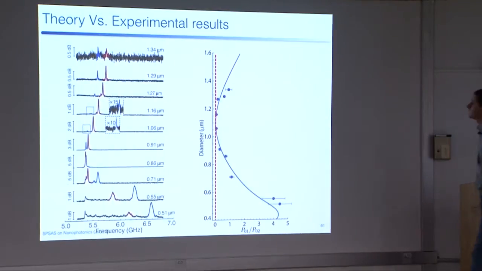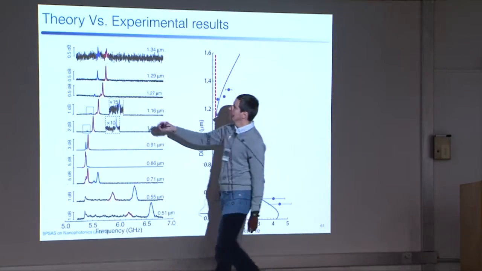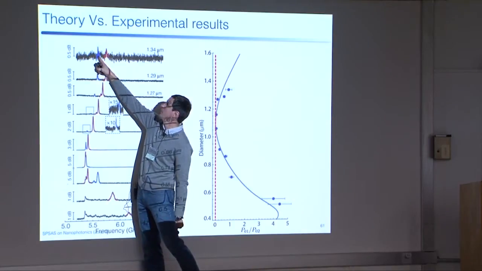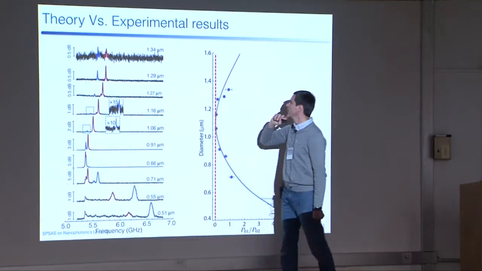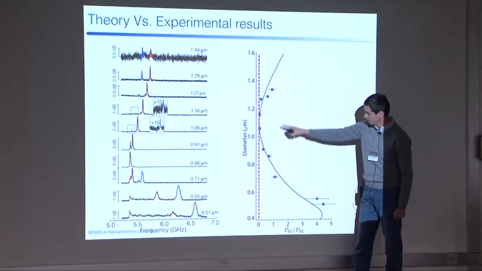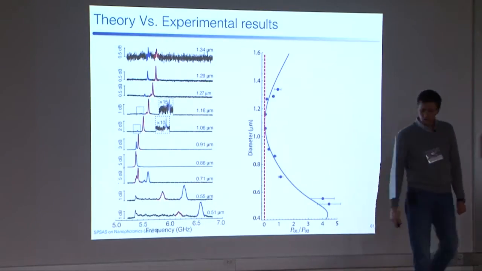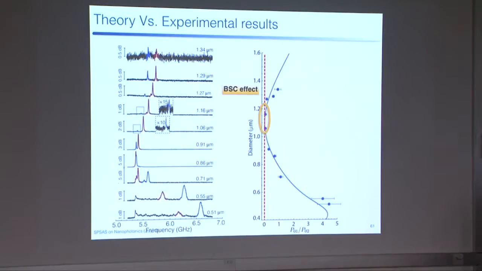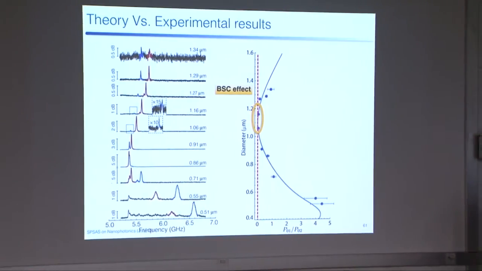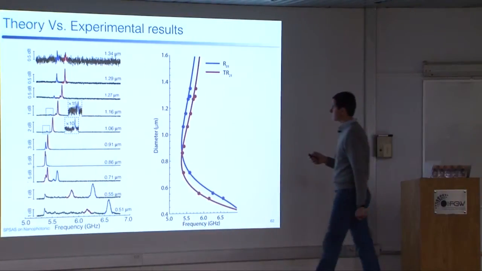To better see the effect, we can plot the ratio between how much power I have in the R versus how much power I have in the TR. And this is the number right there, for all the samples. And then the solid curve is the theory. The dashed curve is the zero, and we get a pretty good agreement in demonstrating the effect. Just to confirm, we can also measure the frequency of these modes to make sure that they really represent the modes that we're talking about.